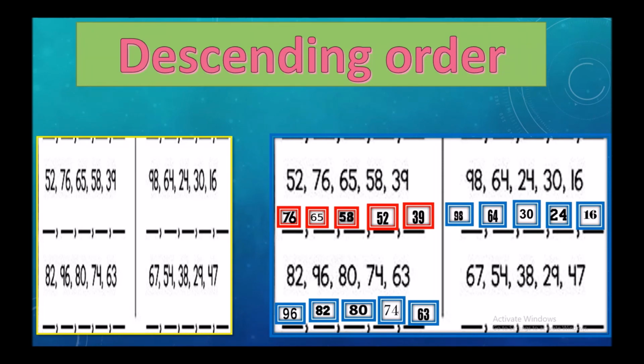Now the fourth example: 67, 54, 38, 29, 47. Here in tens place if you compare 6, 5, 3, 2, 4. So 67 is the biggest one. Then 54, 47, 38 and the last one is 29.